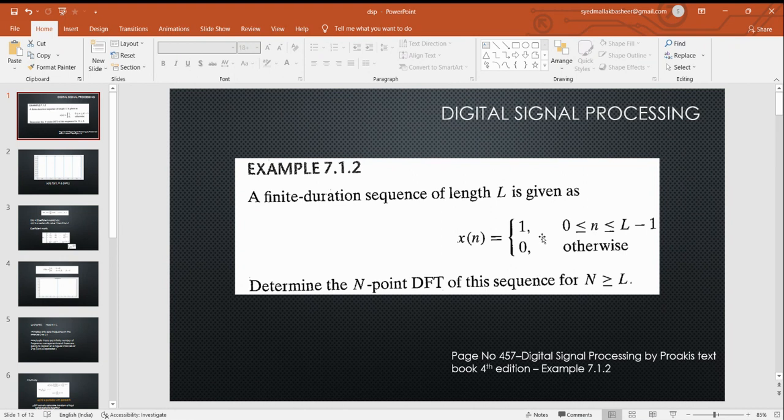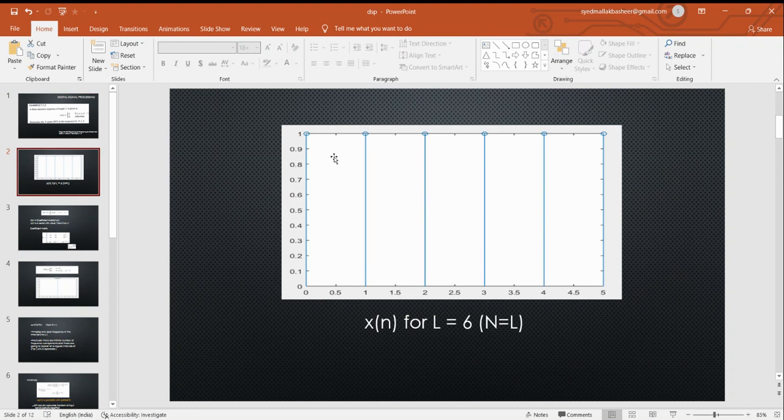If N equal to L, then we have a total of L samples and each is of magnitude 1. We don't find any zeros here. Let us take L equal to 6, then N is also 6. Then from 0 to 5 we have a magnitude of 1 for every sample and we don't find any 0 here.